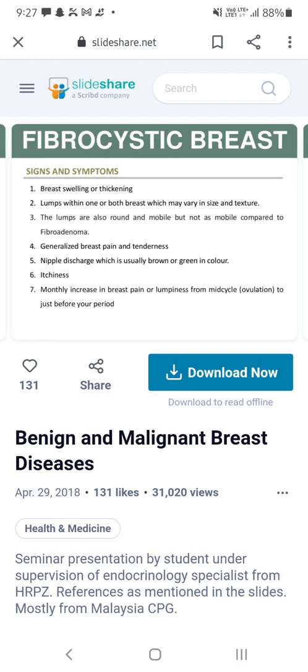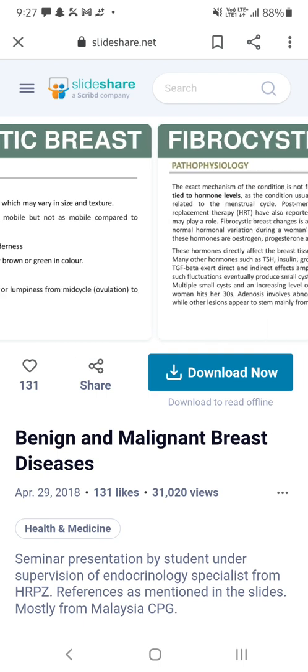Signs and symptoms: there may be breast swelling, thickening, lumps within one or more breasts, and the size will be different in each breast. The lumps are also round and mobile, but not as mobile compared to fibroadenoma. See, they can move, but not that much like a fibroadenoma. Generalized breast pain and tenderness, nipple discharge which is usually brown or green in color, itchiness, and a monthly increase in breast pain or lumpiness from mid cycle to just before your period. So these can be the symptoms for fibrocystic breast.